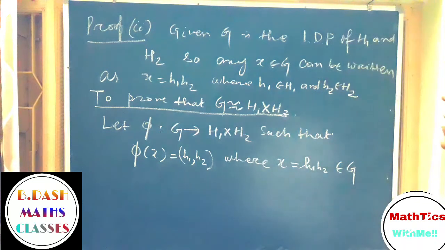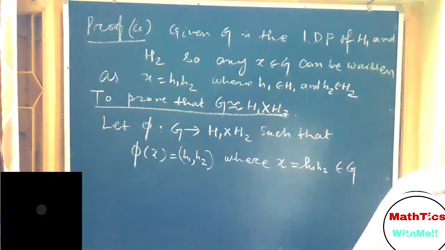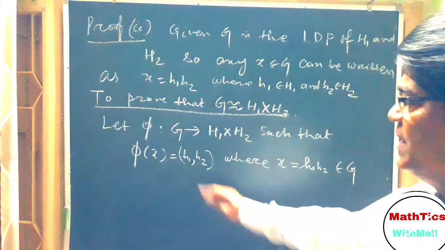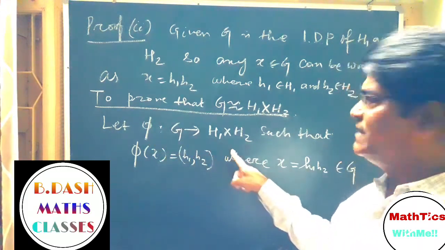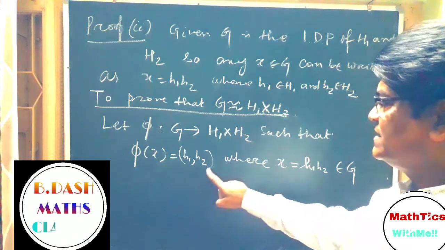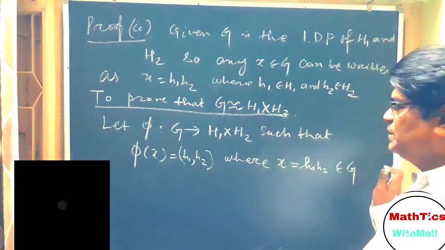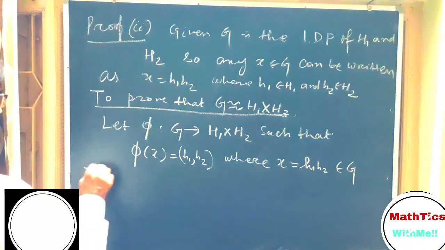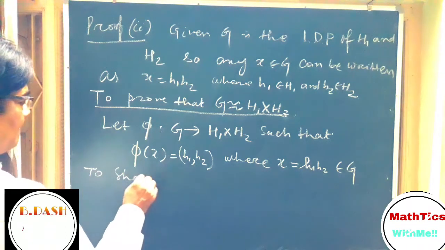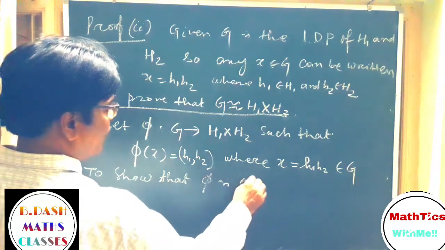So, in order to show G is isomorphic to the product set H1 cross H2, we have to define a function, which we have done here. Phi is a mapping from G to H1 cross H2, such that phi of x is equal to the ordered pair (h1, h2), where x is equal to h1 h2 belonging to G. Now to show that phi is 1-1.